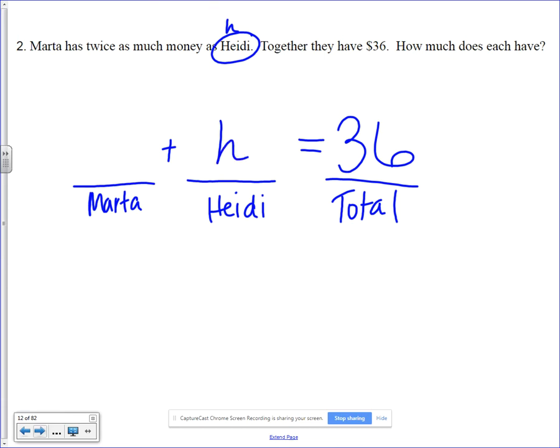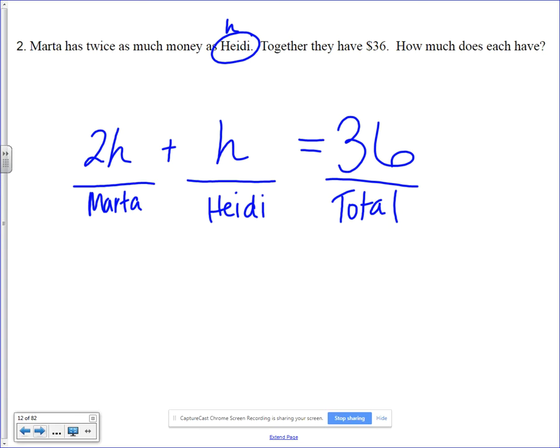H. Now, what do I know about Marta? It's twice that. So how do I show twice Heidi? 2h. Now we're not squaring it. Twice means to multiply by 2. So this would be an acceptable answer.